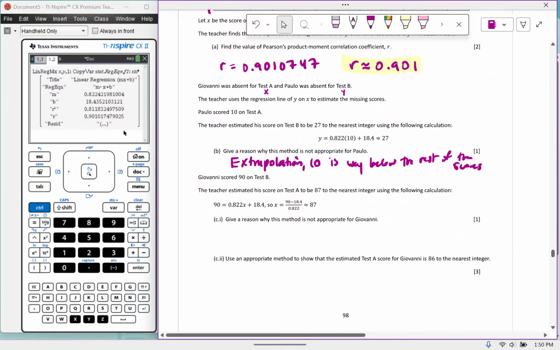All right, Giovanni scored a 90 on test B. Test B was an X or a Y? The teacher estimated his score on test A. So hang on, they took a Y and used it to estimate an X, to be 87 to the nearest integer using the following calculation. Where do you see that regression equation above? This is Y on X, right? But they're doing the opposite. They're setting it equal. Now you've done that in A1 and stuff, but that's because you didn't know. Now you know. So you can say you can't use a Y on X regression to predict an X.